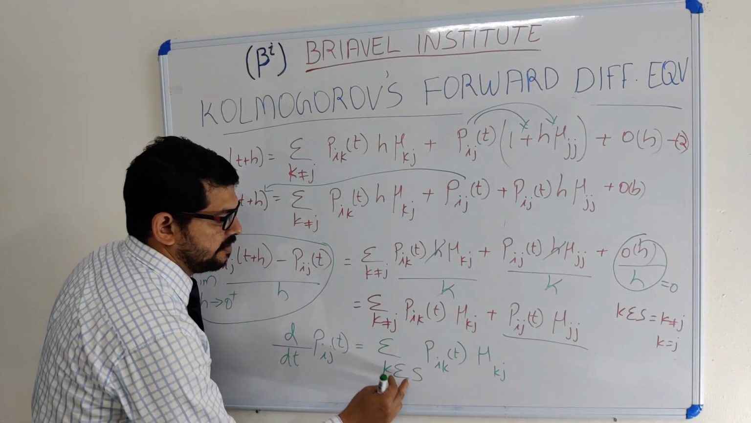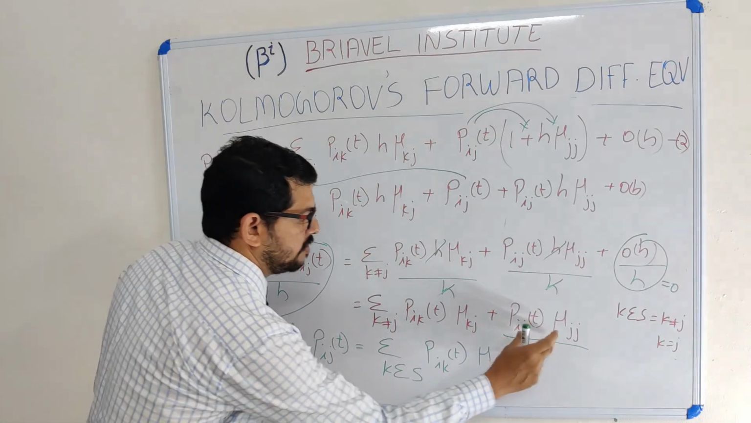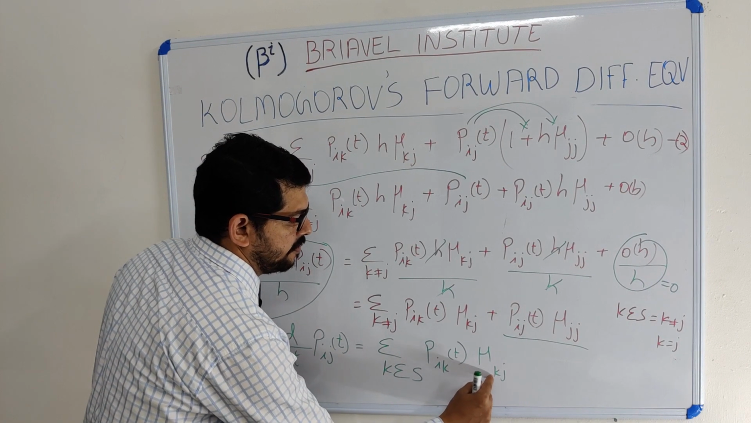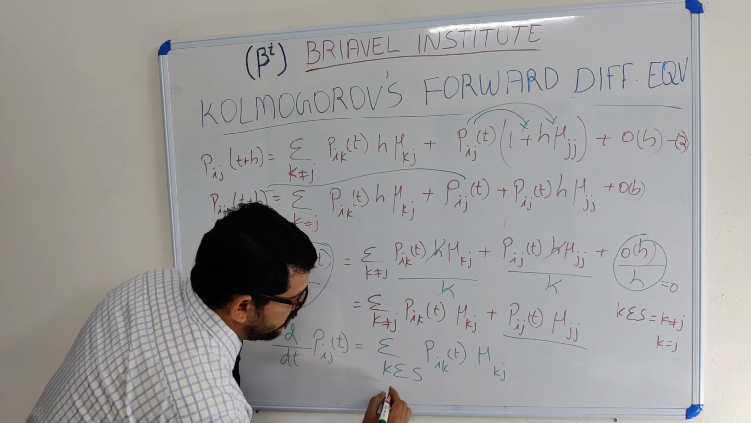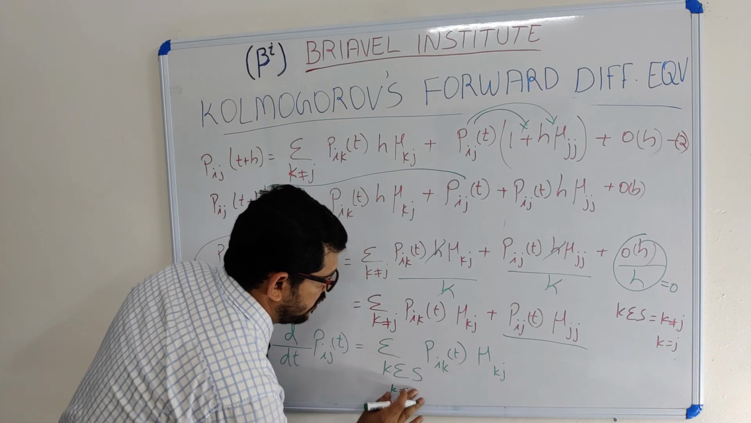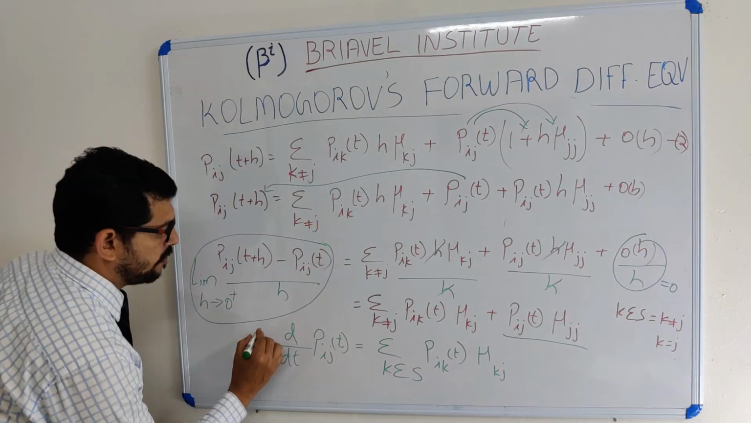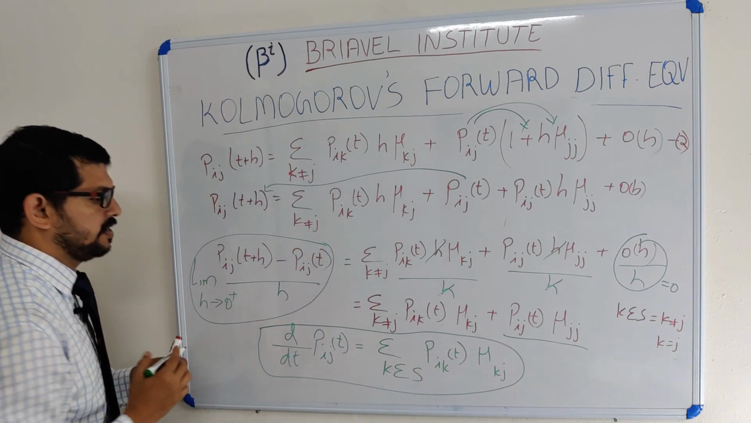K element of S. We take k element of S, then P of ik and mu kj. So this term is already here. If k is equal to j, we can write P of ij and P of jj. So this term is already included here. So this is our forward differential equation.